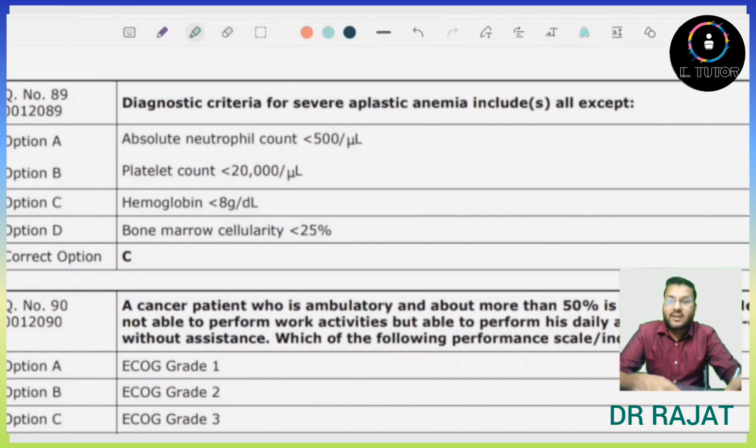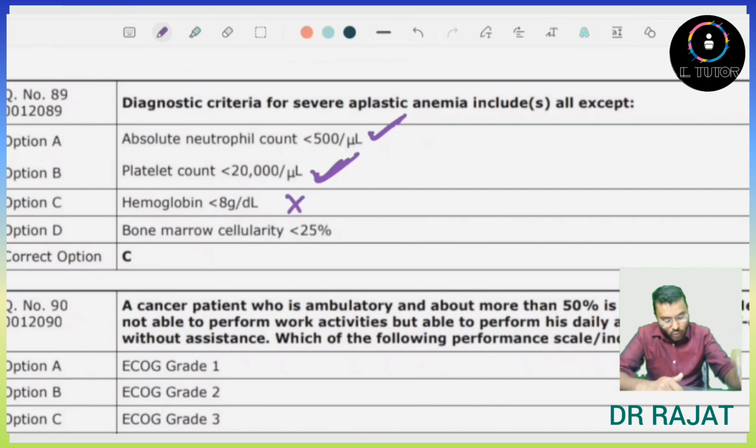Now next question is diagnostic criteria for severe aplastic anemia includes all except. So if we talk about the criteria, then absolute neutrophil count is less than 500 per microliter. This is true. Platelet count less than 20,000 per microliter. This is also true. Hemoglobin less than 8 gram per dl. This can be true, but it is not present in the diagnostic criteria.